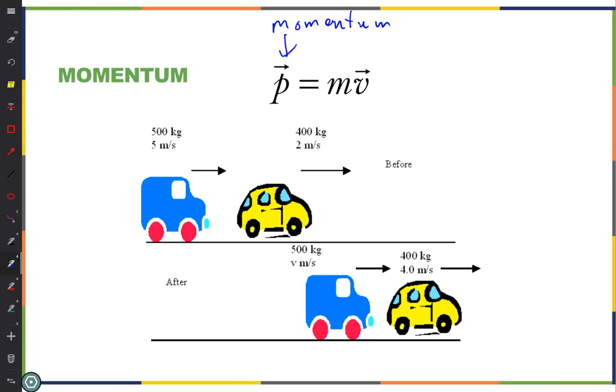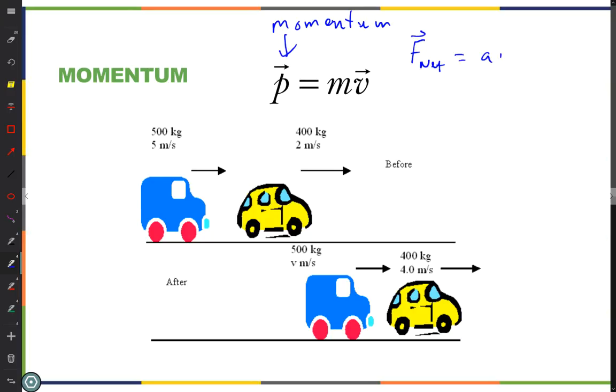It's a vector, so I have the vector sign over it. It's mass times the velocity. So it has a direction and a magnitude, the mass times velocity. If something has more momentum, it's going to require more force to stop it. In fact, I'm right now going to look at Newton's second law.